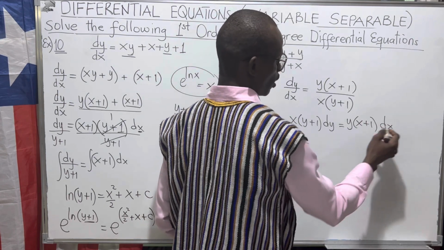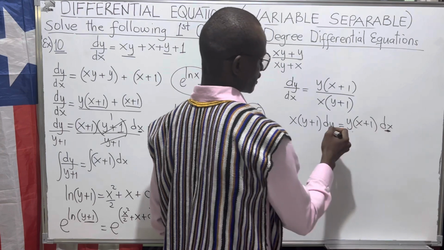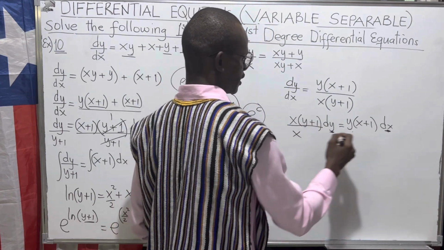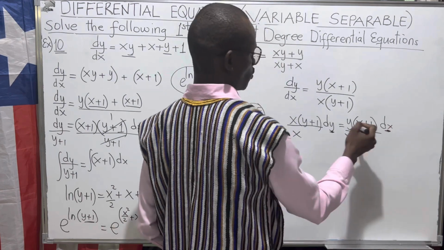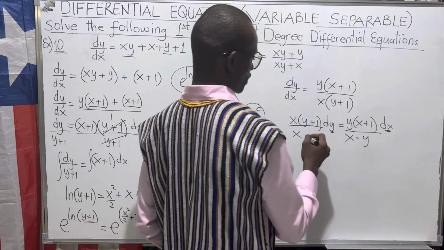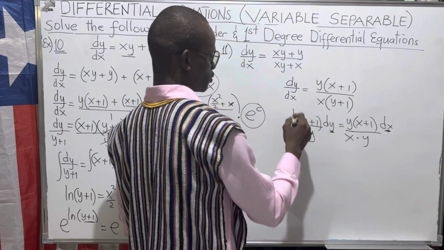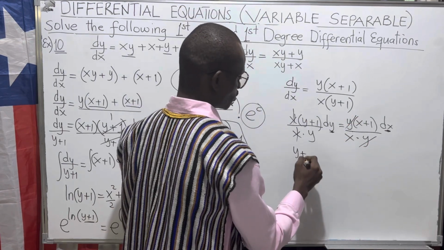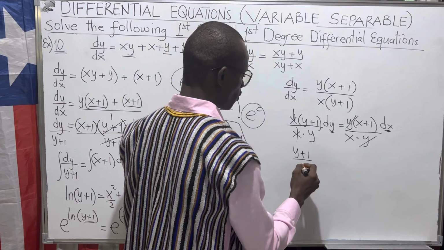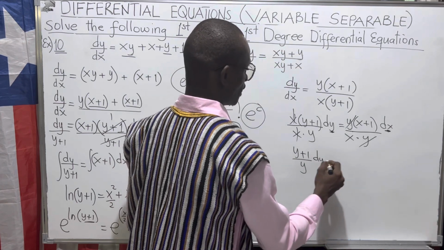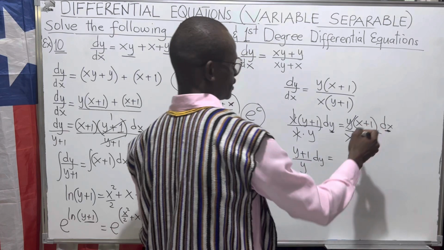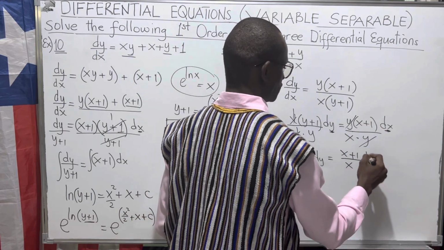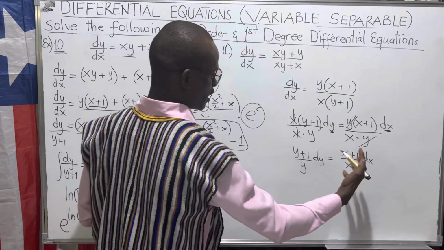So we need all expressions here to be in x and all to be in y. So we can divide this out by x and by y. We don't need x and we also don't need y, so we say times y and then times y. So x and x will go out, y and y will go out. You'll be left with (y + 1) over y dy equals (x + 1) over x dx. So the variables now have been separated.